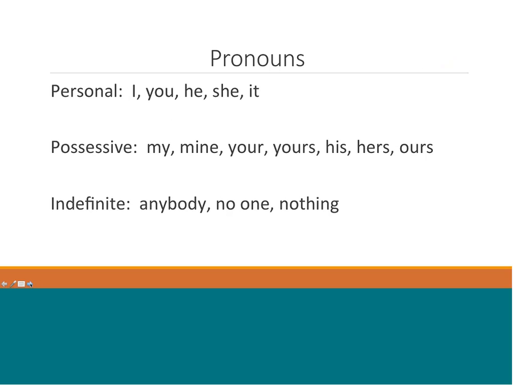All right, so the three types of pronouns that first graders will work with are personal, which is about specific people like I, you, he, she, and it when you're referring to that person. There's the possessive pronoun showing belonging or possession. My, mine, your, yours, his, hers. And the indefinite pronouns are ones that don't refer to anything in particular, like anybody, no one, and nothing. They're not definite in meaning.